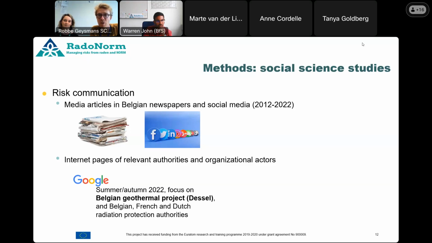So we looked at to what extent this risk is already being talked about in the public discourse in these media. And then we did a targeted search for the available information on this risk on the websites of relevant actors. So the geothermal energy plants themselves in Belgium and in the Netherlands, but also the websites of authorities and other stakeholders in the vicinity of geothermal plants to see to what extent they are discussing and in which ways they are discussing this radiation risk.